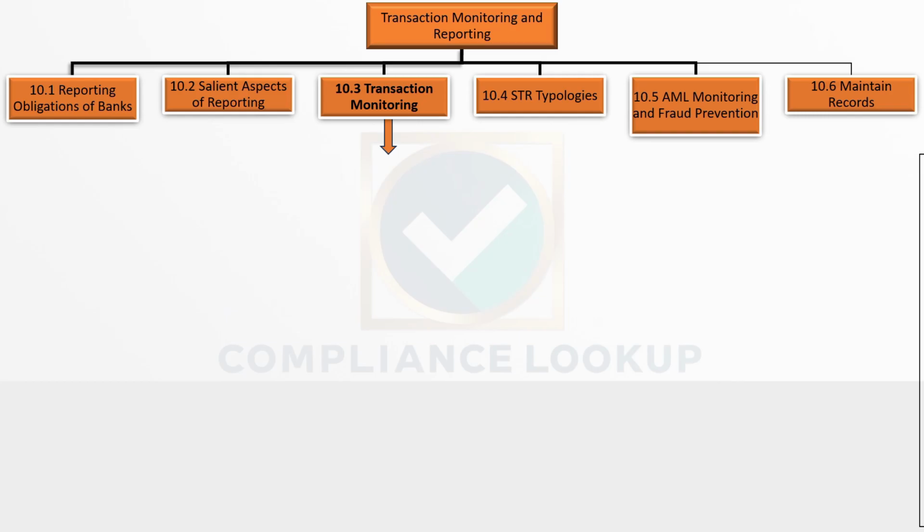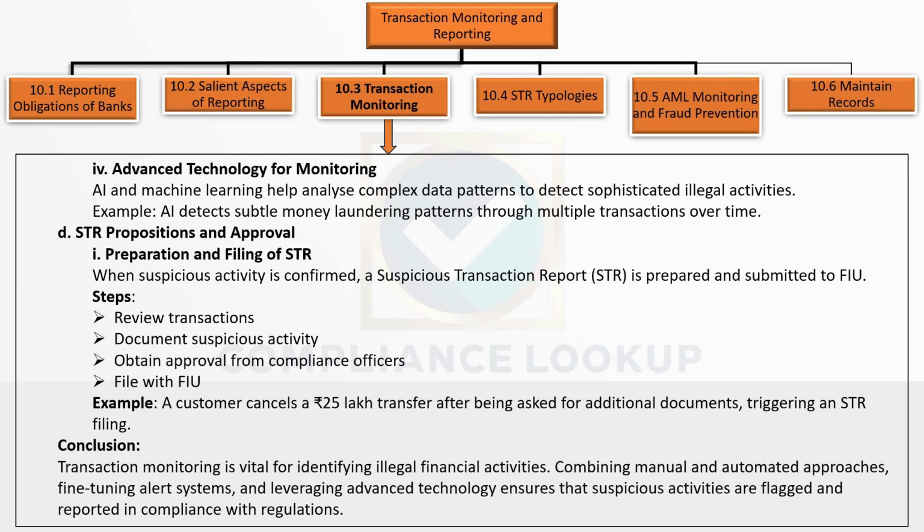Fourth, advanced technology for transaction monitoring. Advanced technologies like artificial intelligence, machine learning, and data analytics are used to enhance transaction monitoring. These tools analyze vast amounts of data to identify complex patterns that might indicate illegal activities. Example: an AI powered system detects subtle patterns in a customer's transactions that indicate layering, a method used in money laundering to obscure the source of funds.